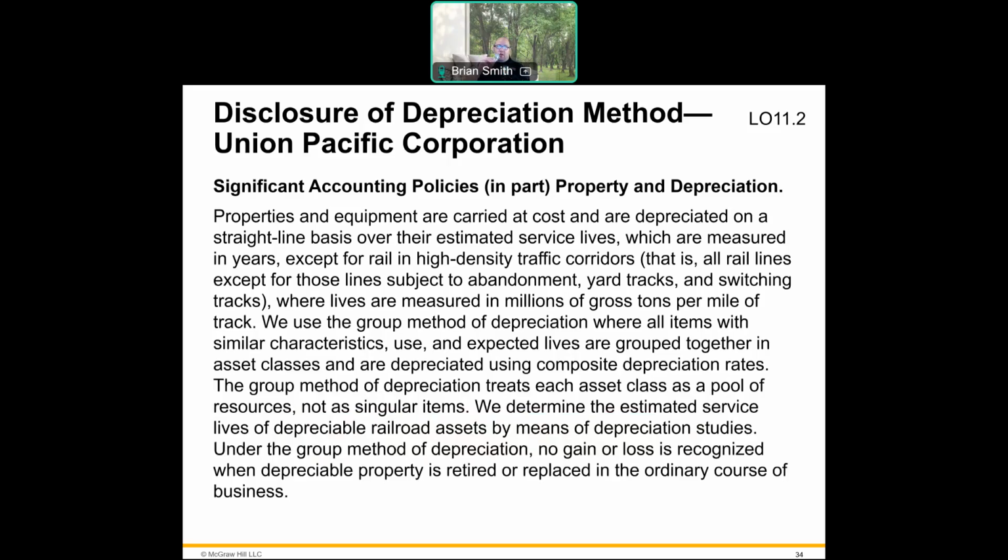All right, in our notes to the financial statements, we're going to put in our significant accounting policies identifying exactly which depreciation method we are using, and most likely it's going to be straight line.